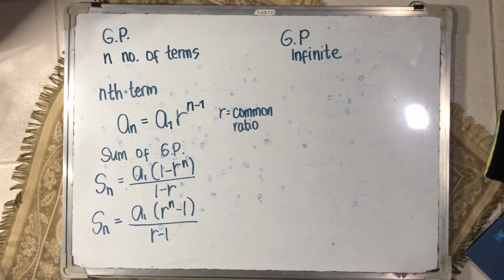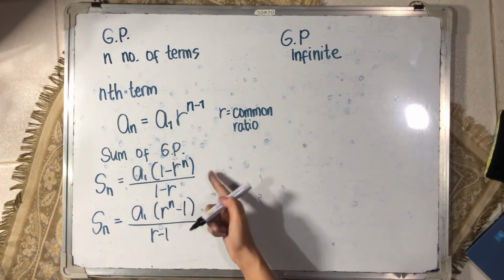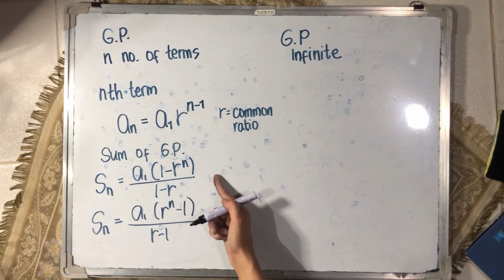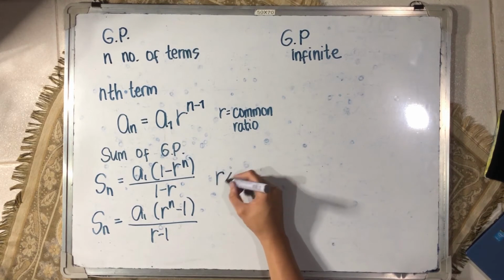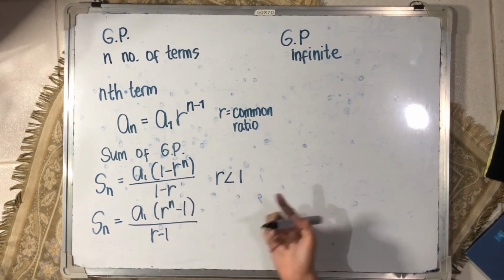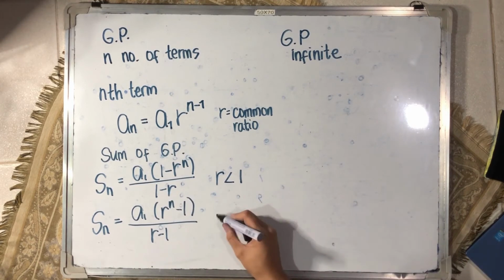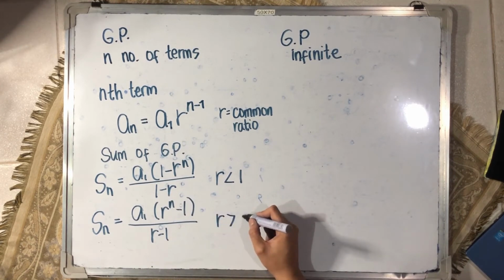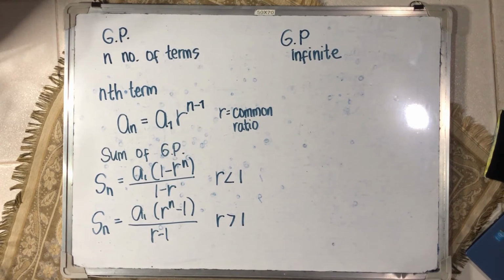So, kailan mo ba gagamitin si sino? Okay, kung ito yung gagamitin mo, your r here should be less than 1. R is less than 1. Okay, para pag nag-minus siya dito, hindi magne-negative yung sagot. Parang ganoon lang naman siya. Ito naman, r should be greater than 1 naman. Okay, r na mga less than 1 natin, yung mga fraction, na ganun yun usually.